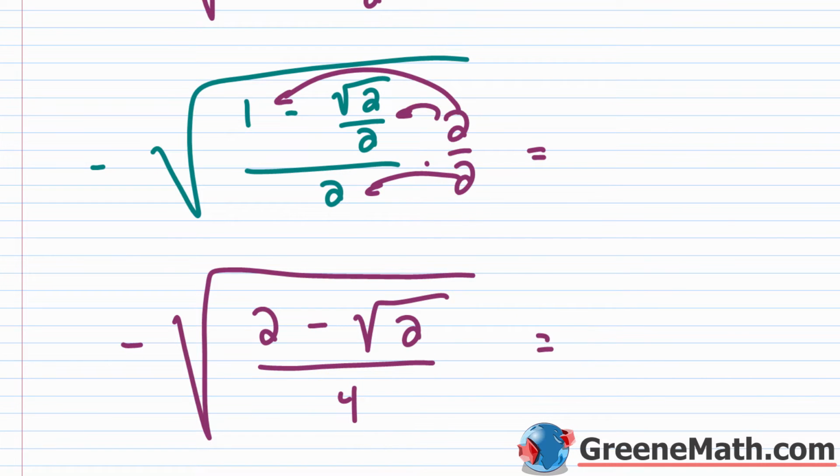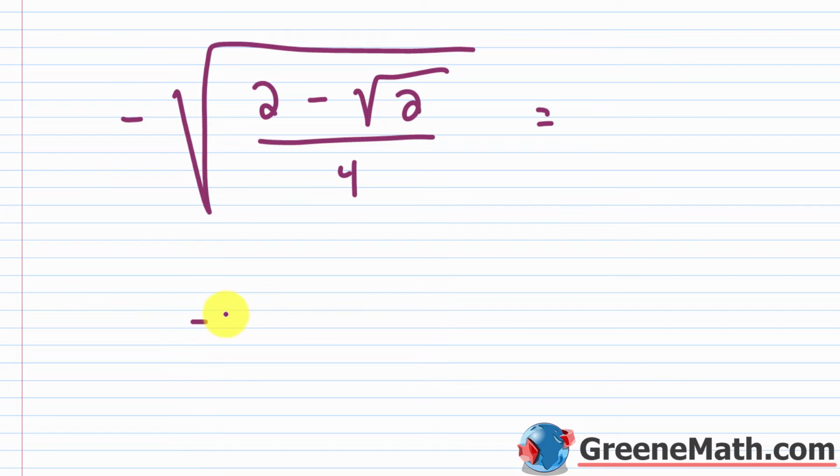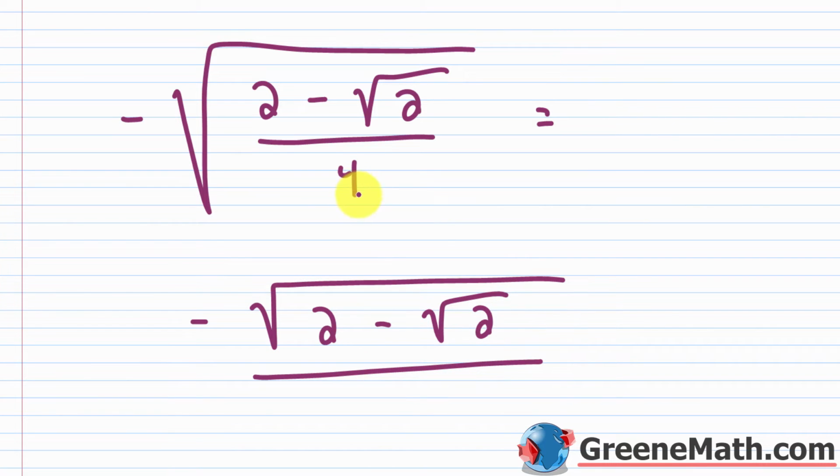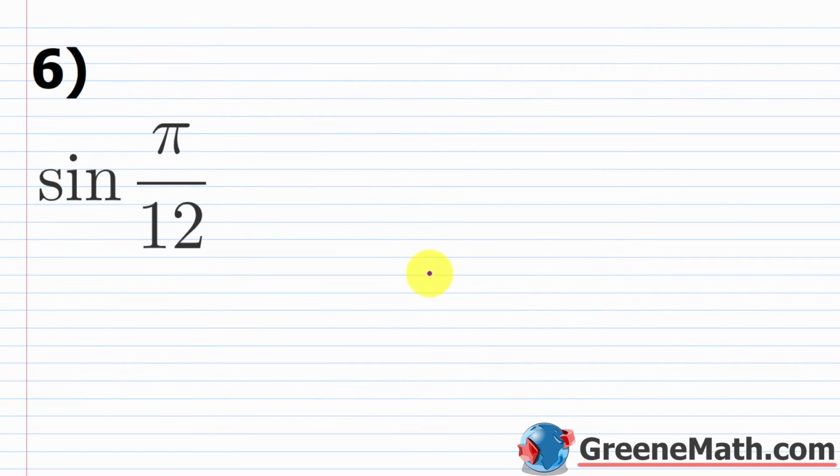So again, easy to break this up and just say this is the negative of the square root of 2 minus the square root of 2 over the square root of 4, which is 2. And you can move this out in front if you want. So the negative of the square root of 2 minus the square root of 2, over 2. All right, let's take a look at problem number 6.